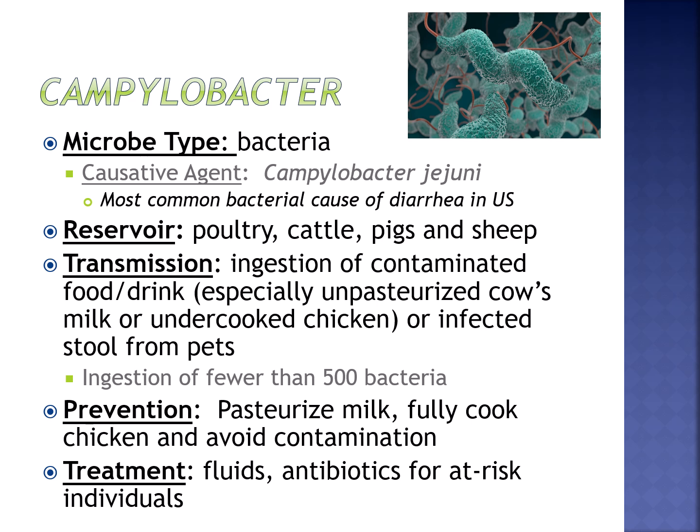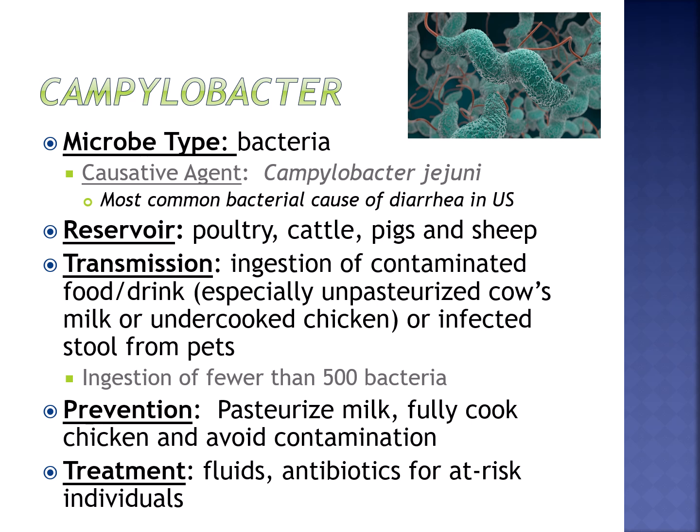The reservoir is usually poultry, cattle, pigs, and sheep. Transmission is the ingestion of those contaminated products, so potentially unpasteurized cow's milk or undercooked chicken. Again, I cannot express this enough, guys. Make sure that you're cooking your chicken all the way through. You don't want it medium rare because you can get Campylobacter or a handful of the other different conditions we've already talked about. As well as infected stool from pets can also be a transmission of this Campylobacter.